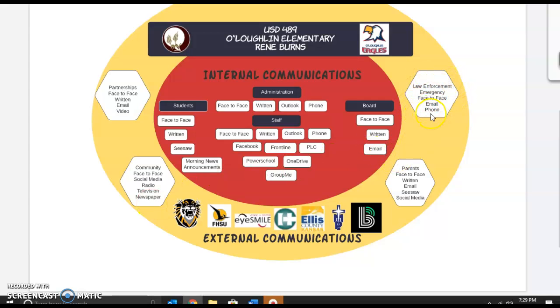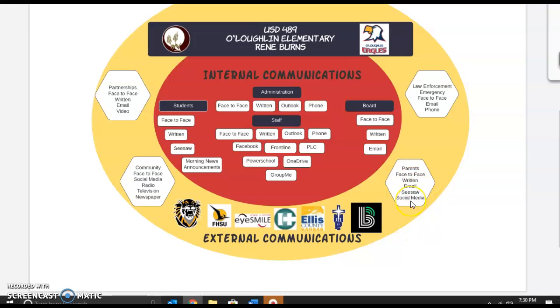I felt it important to add the law enforcement and emergency. That is a communication that we do proactively. So a lot of our face-to-face communication is our meetings, just planning and preparedness. But then it's the same with email. But for phone would definitely be in a more emergency situation where we're needing help right then and right there. We're in communication with them.